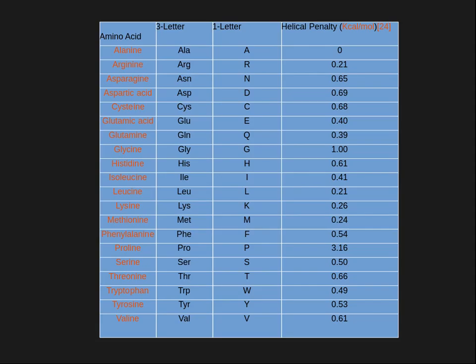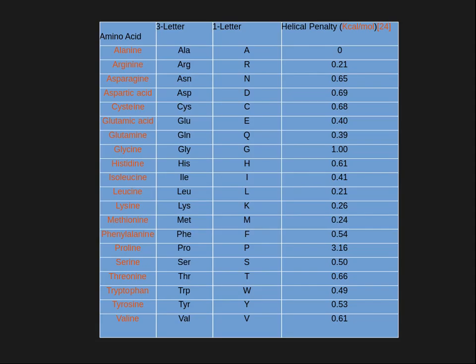Essentially what you're looking at here is the amino acid, and of course there are two different ways of denoting it. And then on the complete right-hand side, you have what's called the helical penalty. If you were assuming that this is in a helix, we're going to incur some sort of penalty for that being in an alpha helix. The larger the number, the less likely it is that this amino acid occurs in an alpha helix. The lower the number, the more likely it is. Going down the right-hand side, alanine and arginine are very likely to occur in an alpha helix. Also leucine, lysine, and methionine are very friendly to alpha helices.